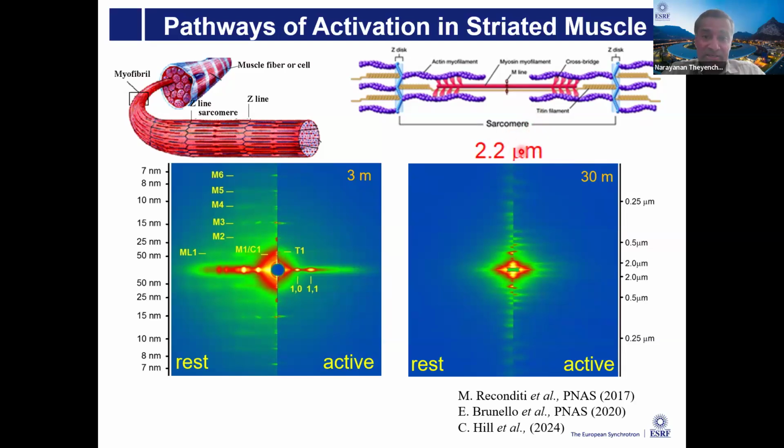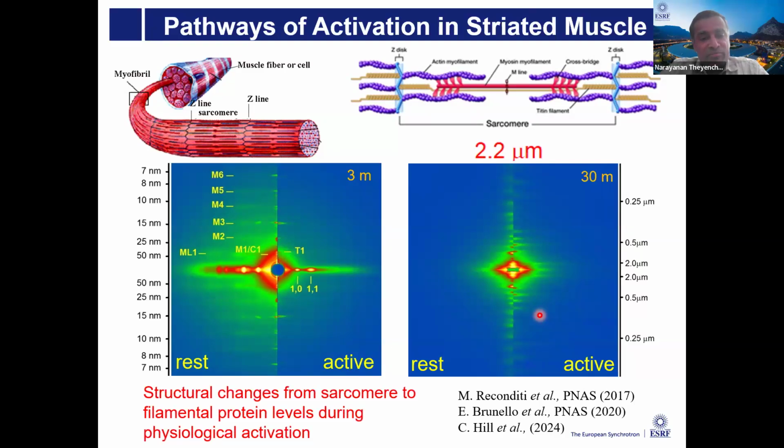In this case, it's a sarcomere, typically in the range of 2 microns. What you see are the reflections in the resting state from the repeat of the sarcomere. But when the muscle is active, you can see that again the reflections become much weaker, and one can directly measure the change in the sarcomere length from the changes in the position of these axial reflections.